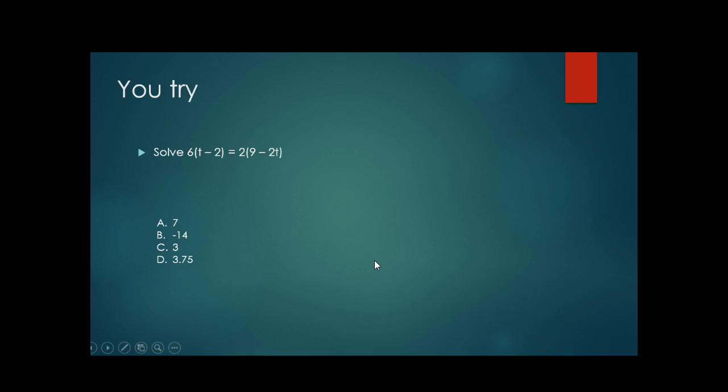So you try. Solve 6 times (t minus 2) equals 2 times (9 minus 2t). Is it A, t is 7; B, t is negative 14; C, t is 3; or D, t is 3.75?